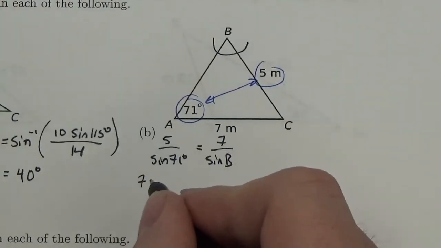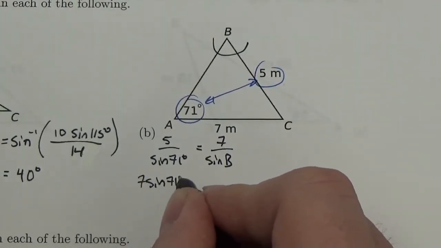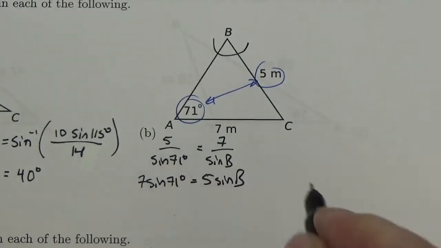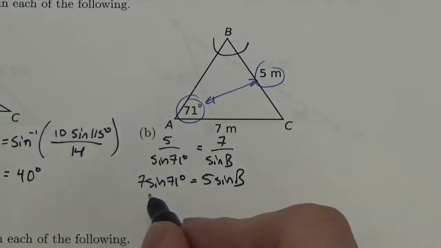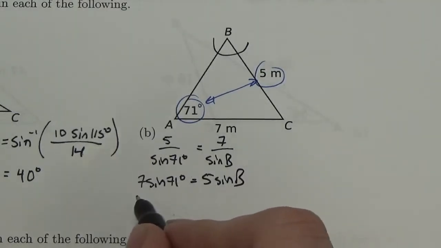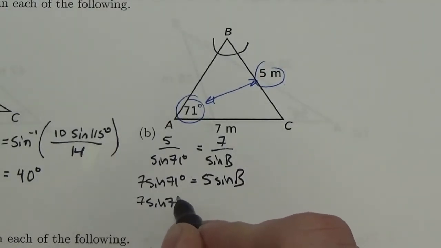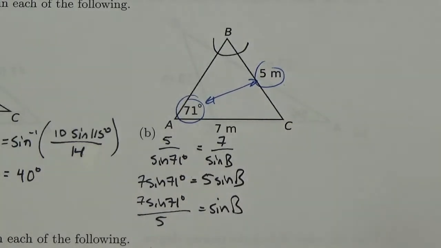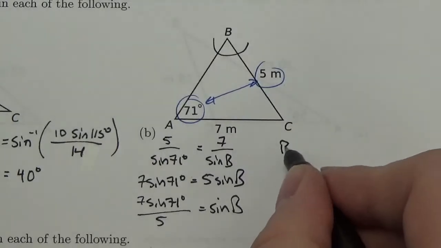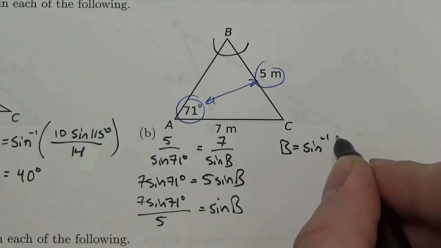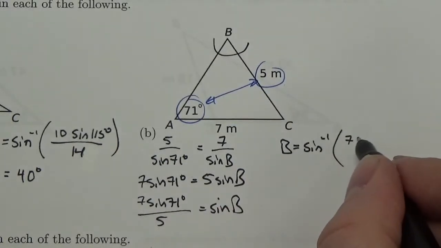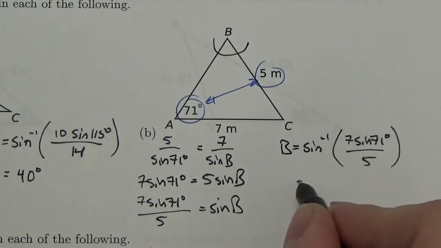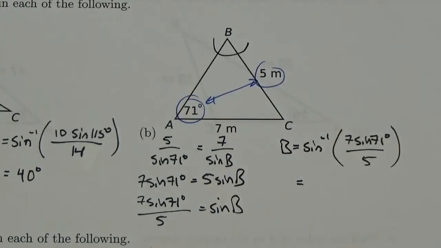So when I cross multiply, 7 times the sine of 71 degrees is going to equal 5 times the sine of B. Divide both sides by that 5 because I want to get rid of that coefficient here. So 7 times the sine of 71 degrees over 5 is going to equal the sine of B. I'm almost there. Now to get B by itself, I simply take the inverse sine of that whole thing. So 7 sine of 71 degrees over 5. And that is just calculator work.